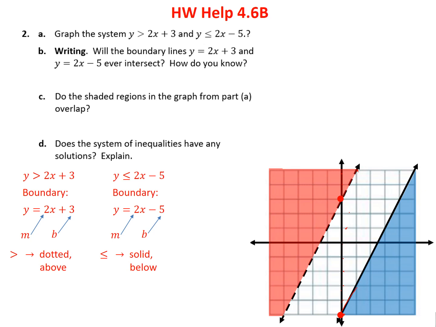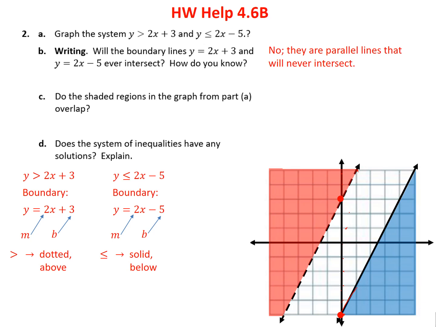So the question is, will the boundary lines y equals 2x plus 3 and y equals 2x minus 5 ever intersect? And the answer is no, because you notice that they're parallel lines. As a result of being parallel lines, they're never going to actually intersect.